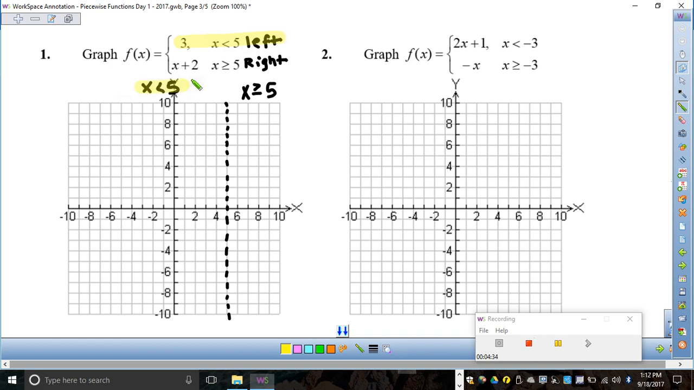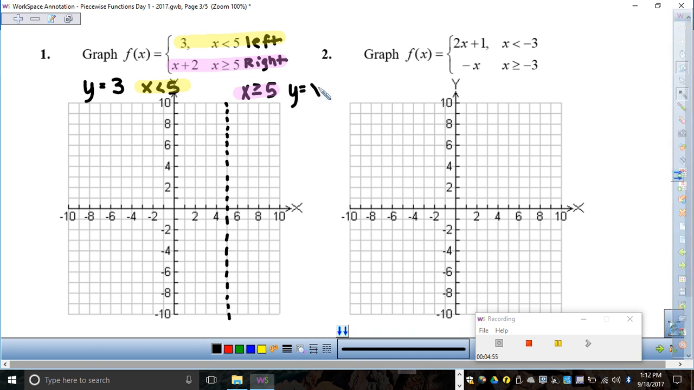All right, so on the left side, our equation is f of x equals 3. We can replace f of x with y. Again, so we have y equals 3. On the right side, our equation is f of x equals x plus 2. You can replace that with y equals x plus 2.